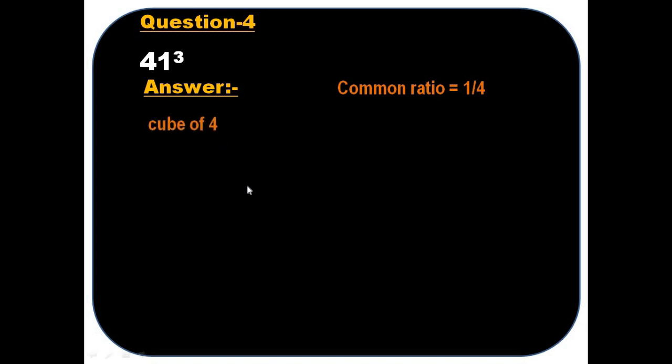Let's write the cube of 4 at first. The cube of 4 is nothing but 4 into 4 into 4, that is 64. Again we have to multiply this 64 successively with the 1 by 4. So suppose we are going to multiply with the 1 by 4, that means we are going to divide with 4. So both are same. Multiplying with the 1 by 4 is same as dividing with the 4.